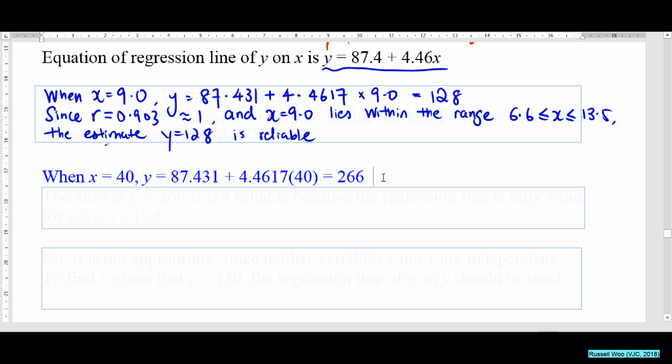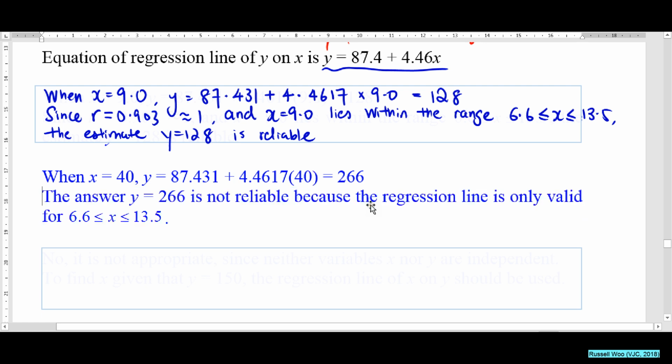But what's the reason? 266 cm is not reliable. Why? It is out of range. It's extrapolation. It is out of the range, it's extrapolation, it is not reliable. Yes, it's not reliable because it's out of range. And I specifically use this ridiculous example to drive home the point that we only collected data from 6.6 years old to 13.5. You cannot estimate someone who is 40 years old because it's extrapolation. It's ridiculous. 266.